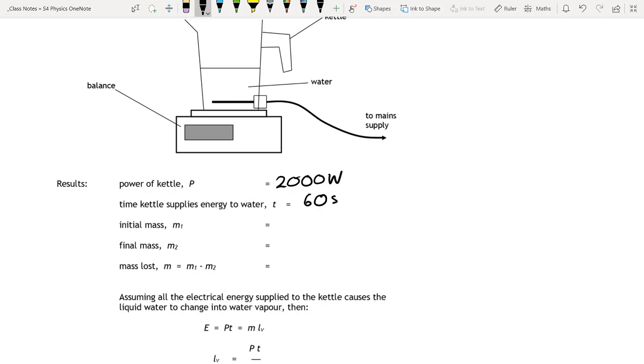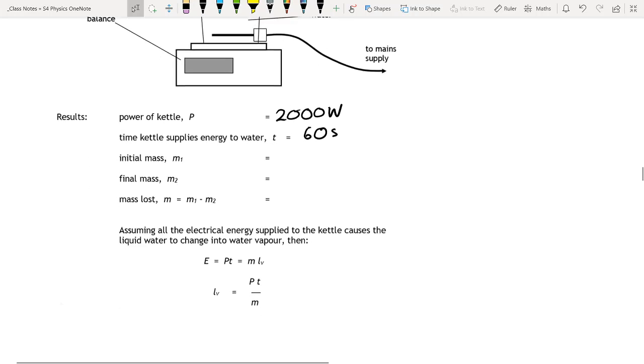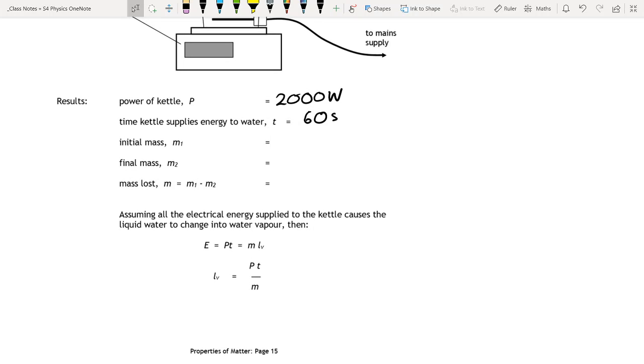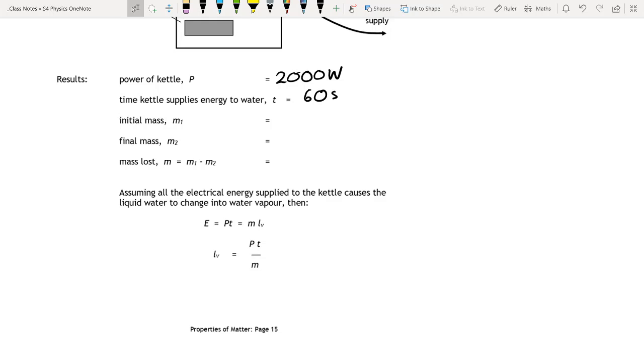So what I'm going to do is measure the initial mass and the final mass, and then we can work out the mass loss just by finding the difference between the two. And then we know that energy is power times time, which is also equal to mass times the latent heat of vaporization. So the latent heat of vaporization is power times time divided by that mass lost, okay, in kilograms.